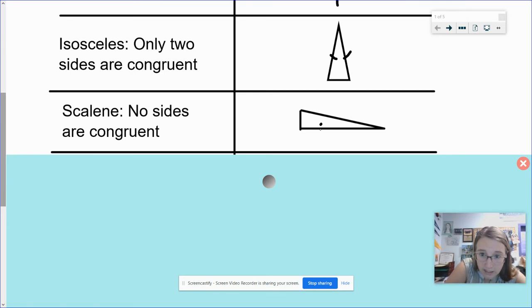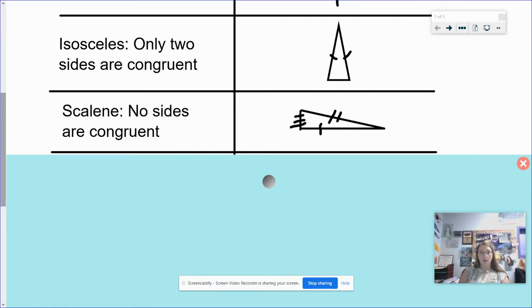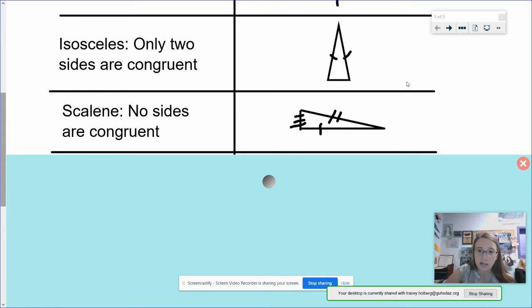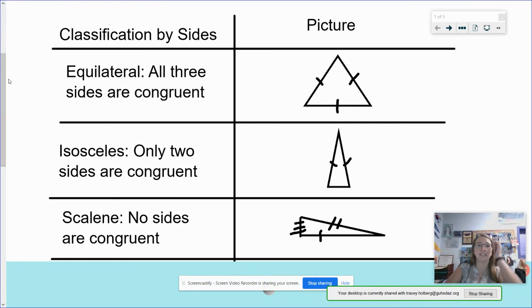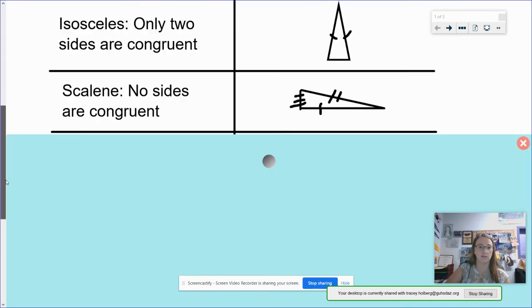I might have 1 dash through this side, 2 dashes through this side, and then 3 dashes through this side. Because all of those sides have a different number of dashes, that means they are all different. Only a side with 1 dash would be equal to this one. This side is only equal to anything that has 2 dashes, so forth and so on. Because these dashes are all different, they're all different. So those are the only 3 classifications by sides.